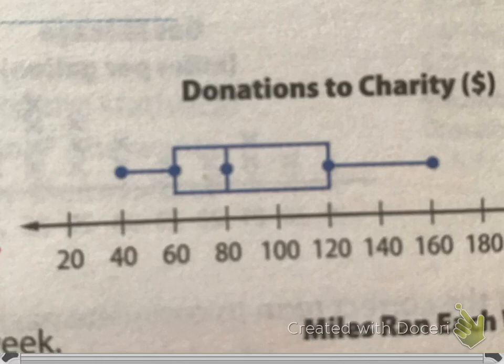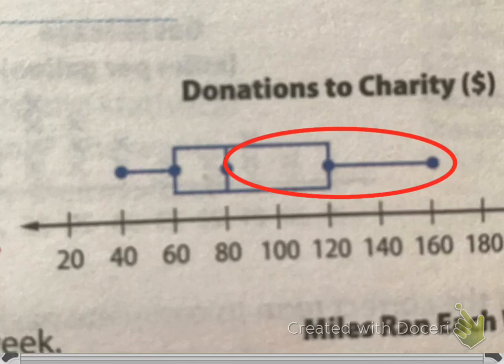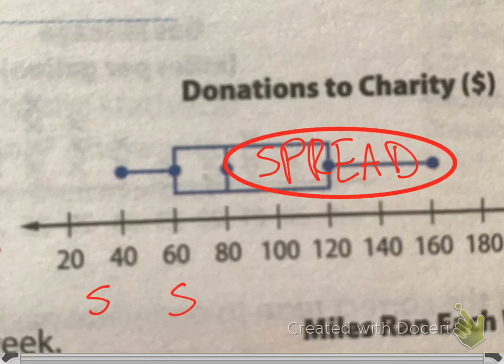And then let's think. There's something called skewed. Is this skewed to the left or to the right? Yes, all of you guys got it. It's skewed to the right. What that means is our data is more spread out on the right-hand side. So I like to think spread, skewed, right? So I think spread is skewed.